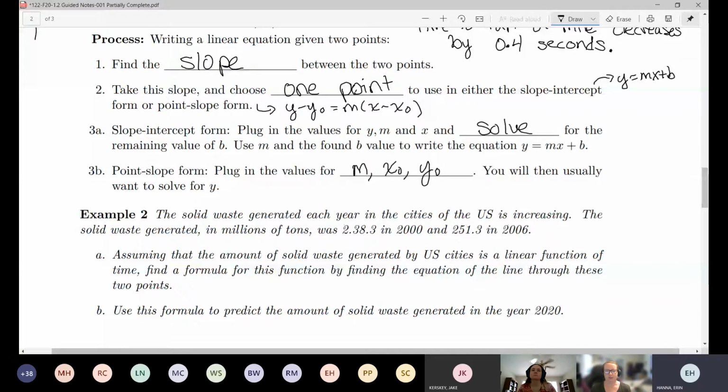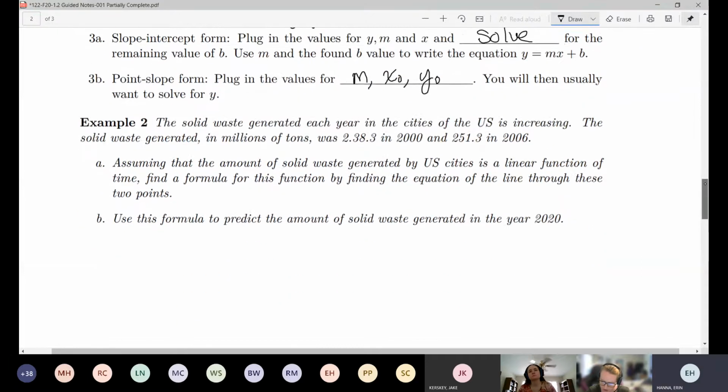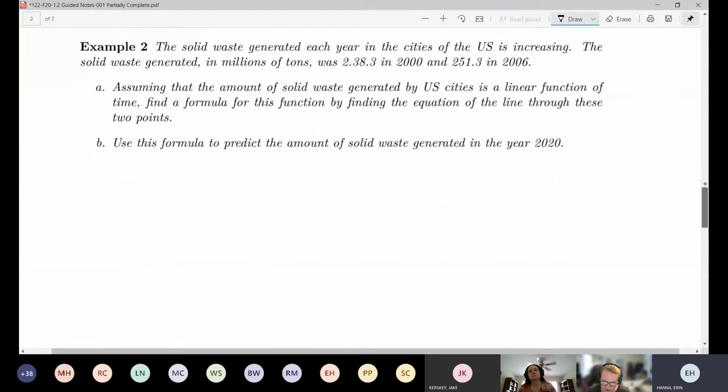In terms of Wiley Plus, I believe they usually prefer the mx plus b. I'm not 100% on that, but I'm pretty sure that it's usually expecting the mx plus b form. So just be aware of that if you are someone who likes to use point-slope. So I will pause there for just a second. And then, let's do an example.